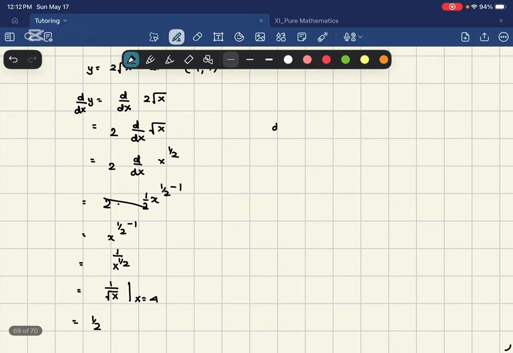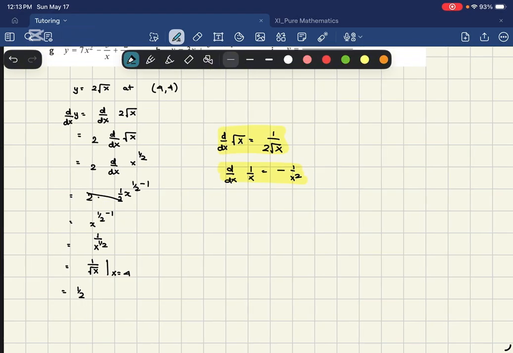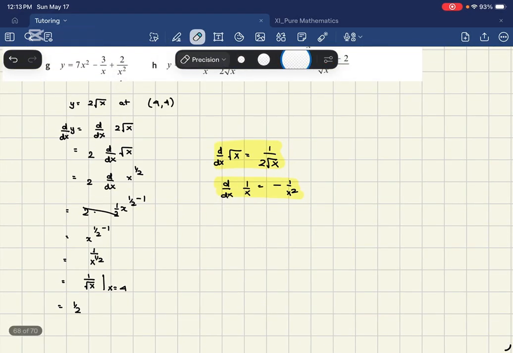One useful formula that you may want to remember is that the derivative of square root of x is 1 over 2 square root of x. So that is a useful formula that you may want to remember. All right. And another one is d by dx of 1 over x is minus 1 over x squared. So that is another useful formula that you may want to remember. All right. So now let's use the definition to solve this.